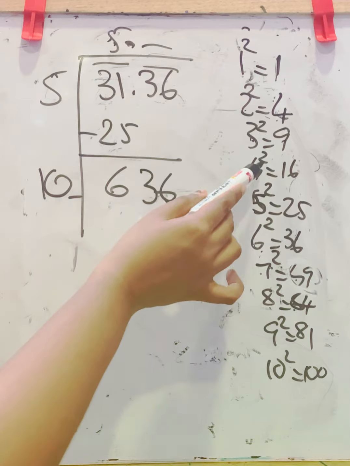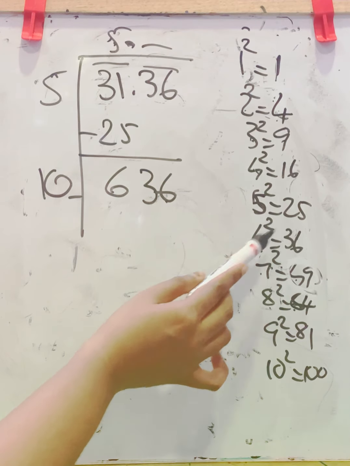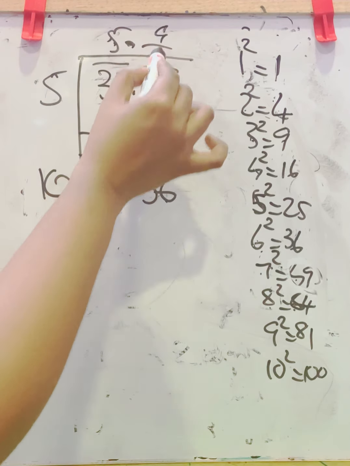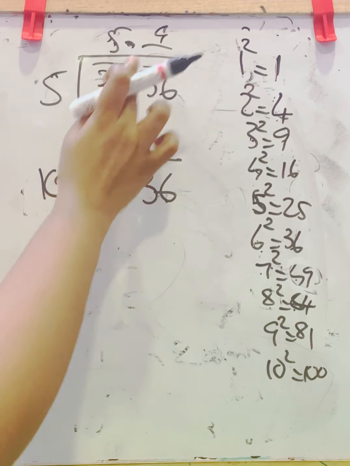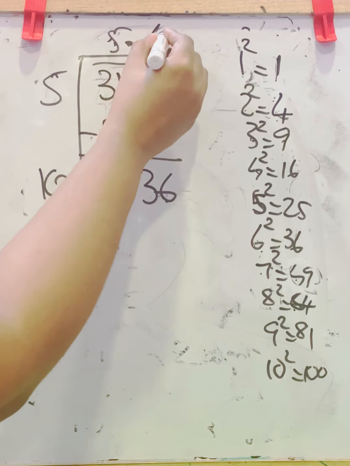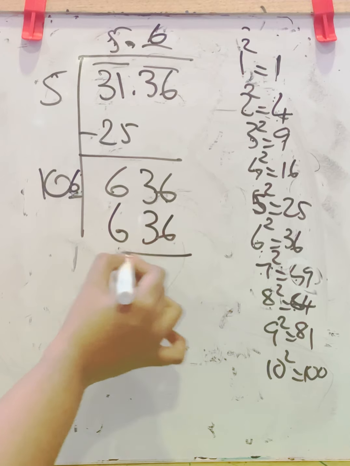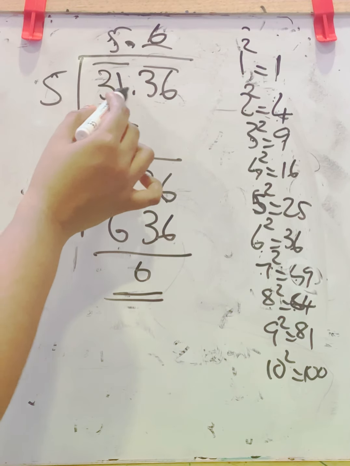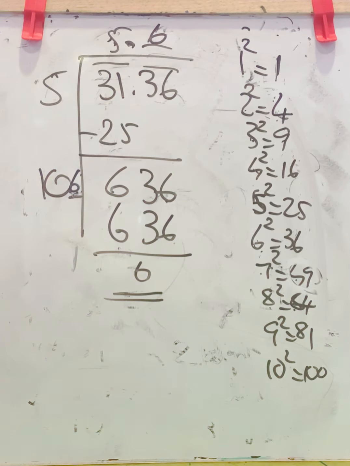Here, either it will be 4 or it will be 6. 104 into 4 is not 636. So we will try with 6. 106 into 6, yes, 636. Balance 0. So the square root of 31.36 is 5.6.